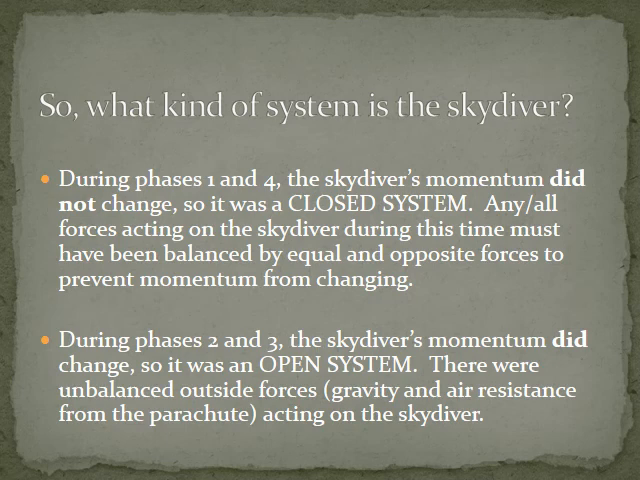During the second and third phase, when that skydiver was speeding up as he fell and then slowing down as the parachute opened, the skydiver's momentum was changing, so he would be considered an open system during those times. And what that means, of course, is that there are unbalanced outside forces, specifically gravity and the air resistance from the parachute, that were acting on the skydiver and changing the skydiver's momentum. So that skydiver was at times a closed system and at other times an open system, meaning that momentum sometimes stayed the same and sometimes changed.